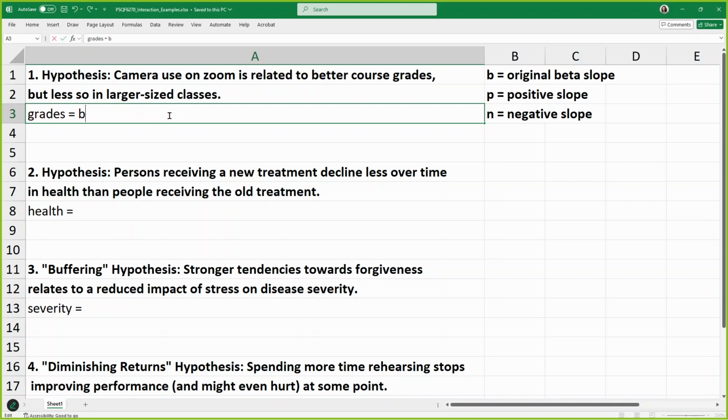So first thing I need is beta 0. Can I just do B because I'm lazy? Is that all right? Cool. Now we have beta 1 times, what's my first predictor that I need to predict grades to answer this question? Camera use. Yep, camera use. Let's make that binary because your camera is either on or off. So we'll say 0 if it's off and 1 if it's on.